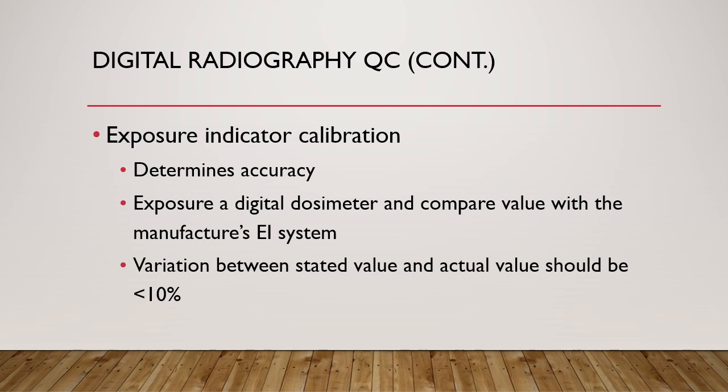Exposure indicator calibration is going to determine accuracy. You would expose a digital dosimeter and compare the value with the manufacturer's EI system. The variation between the stated value and the actual value should be less than 10%.